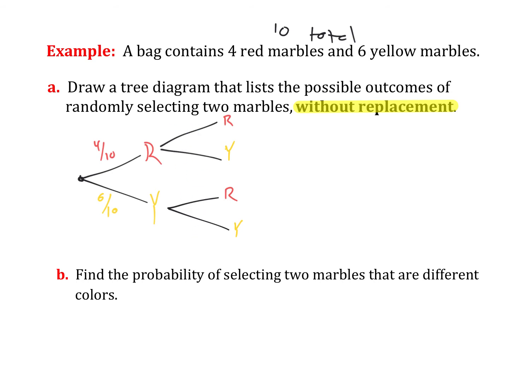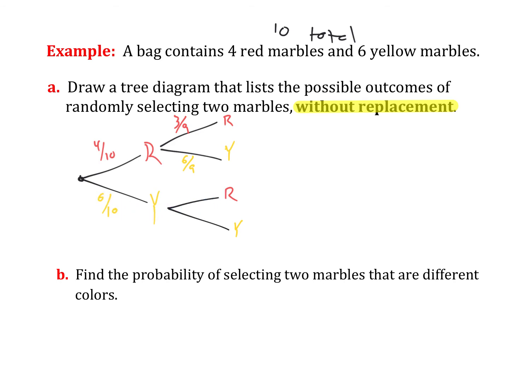Now for the second draw, there are only 9 marbles left. The first branch, we're assuming, has already taken place. So if I've already selected a red marble, there are only 3 remaining red marbles out of the 9 total. We still have all 6 yellow marbles, out of 9 total. This pair of branches should add up to 1. 3 plus 6 is 9, over 9, that works.